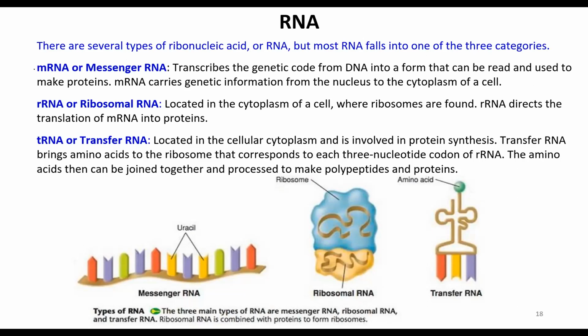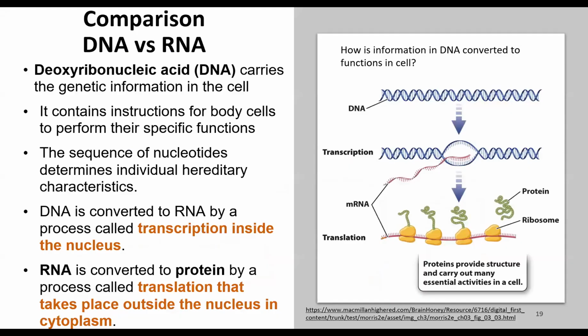There is messenger RNA, which is responsible for converting the information from DNA to protein. There is ribosomal RNA, which makes up the ribosome. And there is transfer RNA, which helps in making the protein by bringing in what we call an amino acid. And that is the building block of protein.